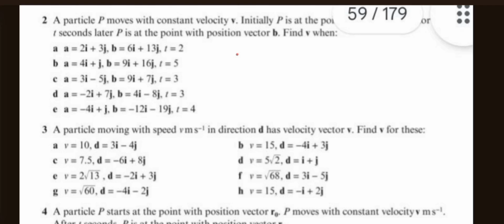A particle moving with speed v meters per second in the direction d has velocity v. Find v for this. So let's do number J from here.